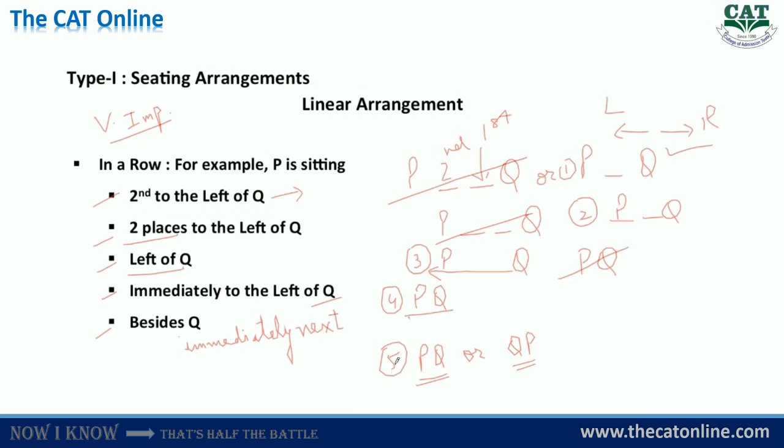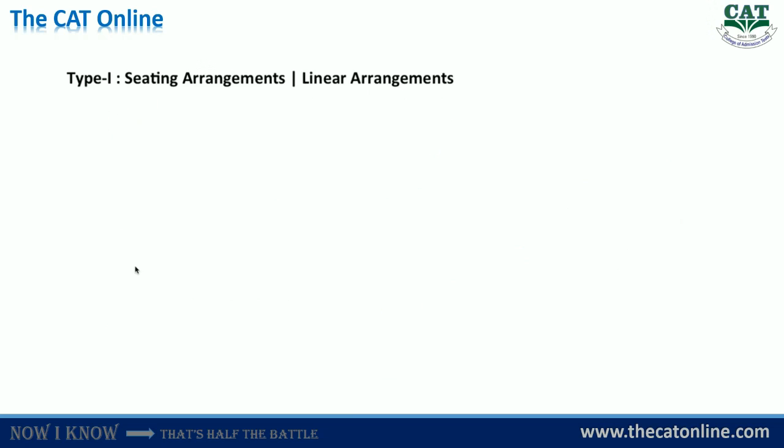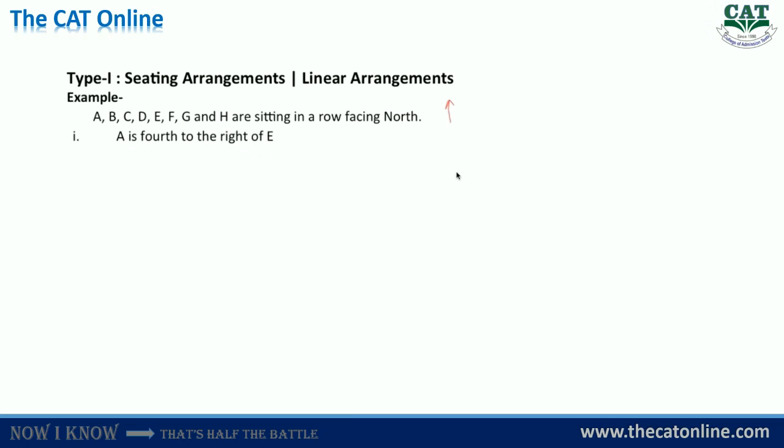All right. So I hope you are understanding how you go through this, how you interpret different wordings in a linear arrangement or analytical reasoning questions. Let's see the first example. We are given there are 8 people who are sitting in a row facing north direction. So these are the people, they are facing towards north direction.